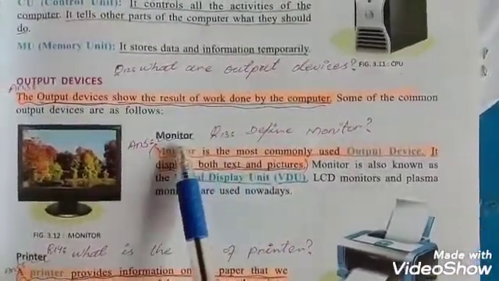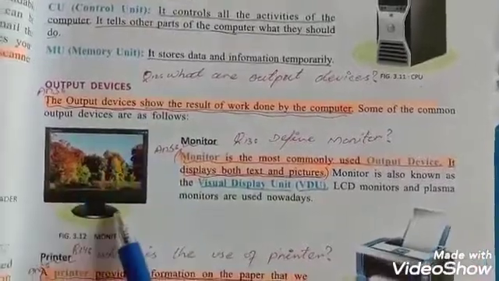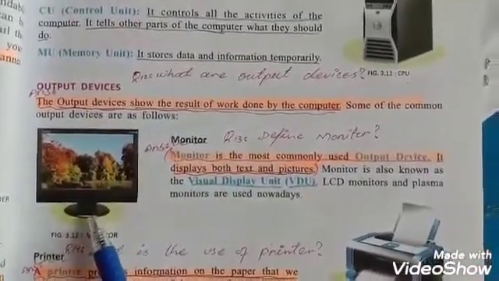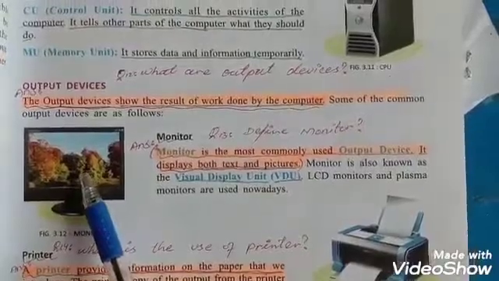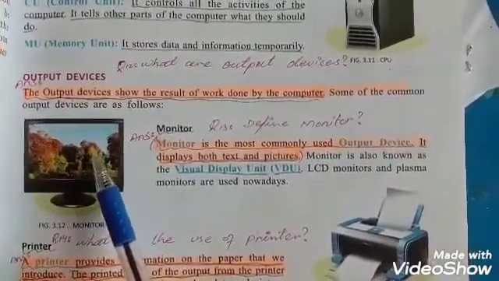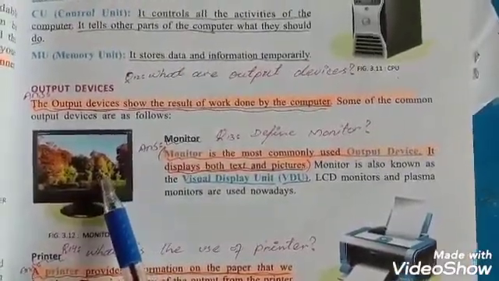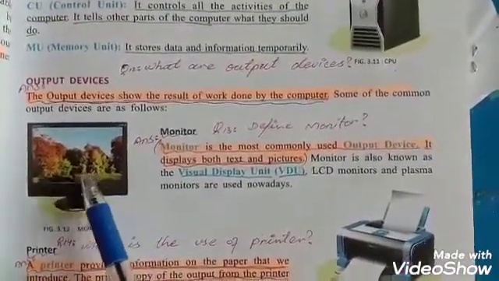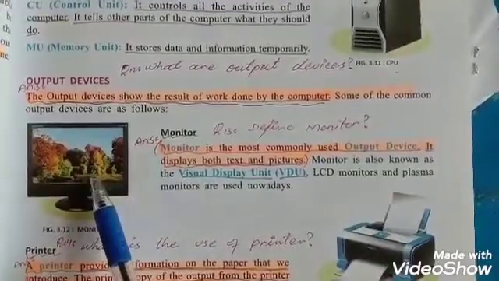First we discuss about monitor. Monitor is the most commonly used output device. It is used to display text, graphics, videos, movies, pictures, etc. And the types of monitor are LCD and plasma monitors.